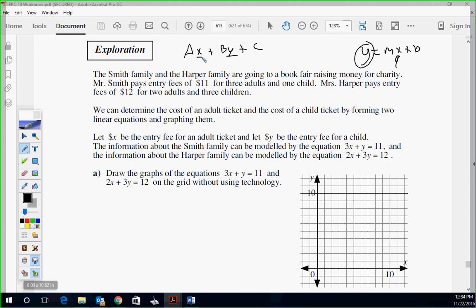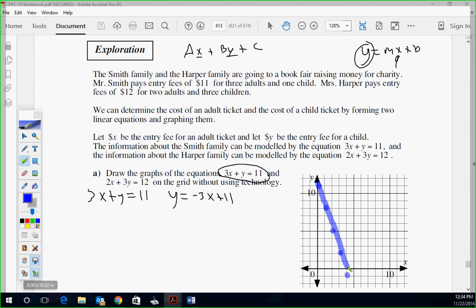So let's do this one here. 3x plus y equals 11. Oh, that's going to be an easy one. Why am I saying this is easy? Because all they do is minus 3x, and I have y by itself. That would be the Smith family's equation in slope-intercept form. We good? So theirs is going to start at plus 11, down 3 over 1. So their line is roughly going to be that.